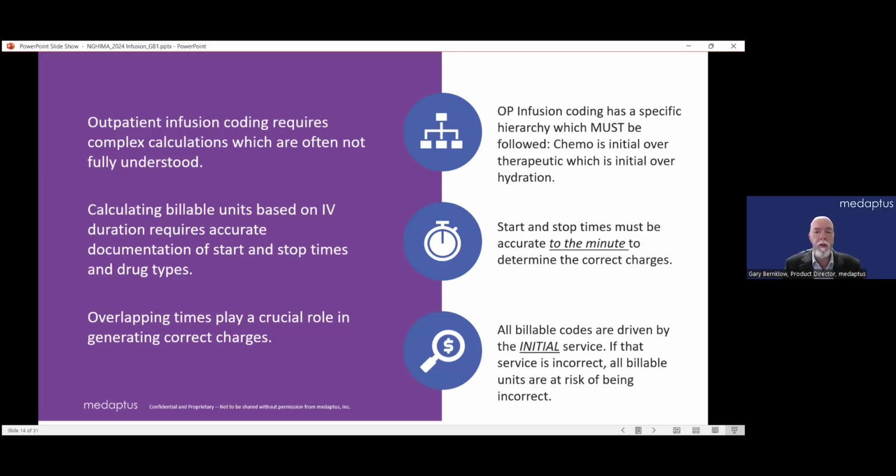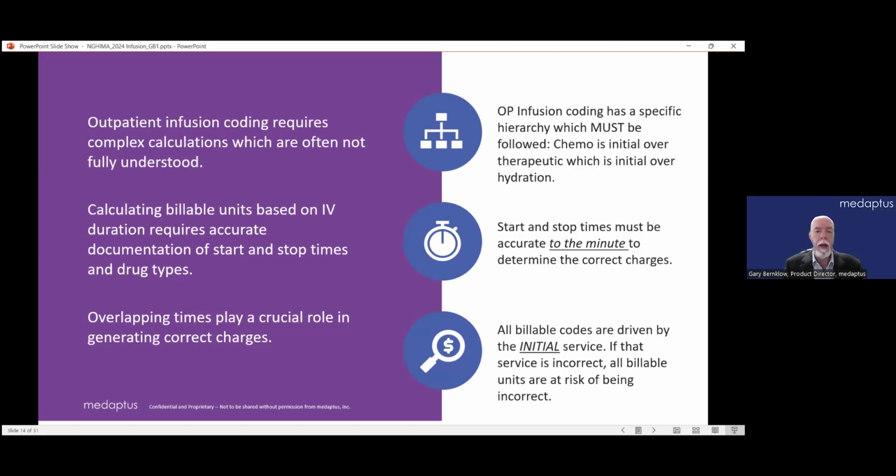So you have to have your clinical staff, or whoever is capturing these charges, understand what type of drug is being infused. Here at Medaptus, we use NDC codes to determine the type of drug, and there are 18,000 different NDC codes. If you're confident that your coders and your nurses understand each one of those 18,000 drugs and which one is a chemo, which one is a therapeutic, and which one is a hydration service, then that's wonderful. But I'd ask you to look at that as a potential area for being corrected.